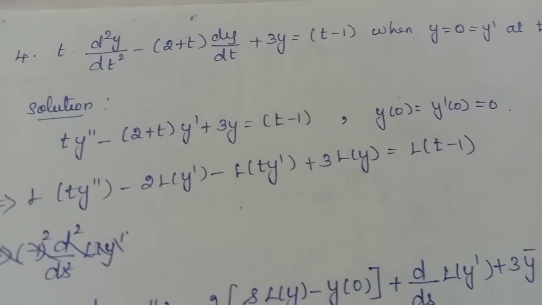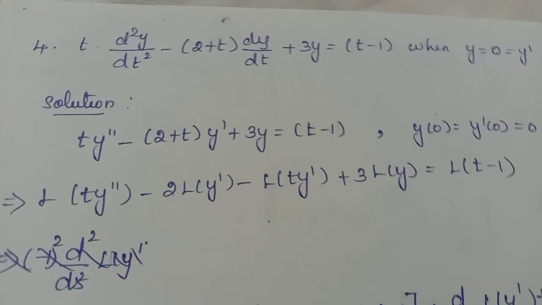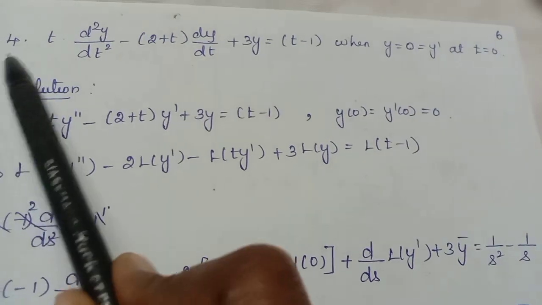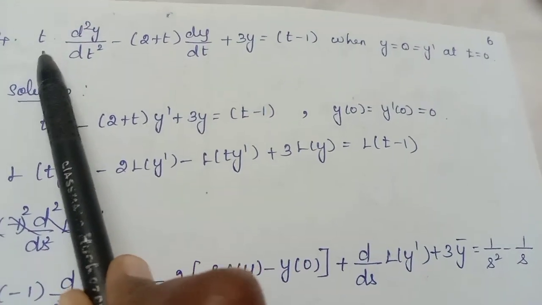Right, next problem. Now this problem contains an ordinary differential equation with variable coefficients. In the previous problems we have discussed only constant coefficients. Here you see d square y by dt square is having coefficient t. This is a variable, no?